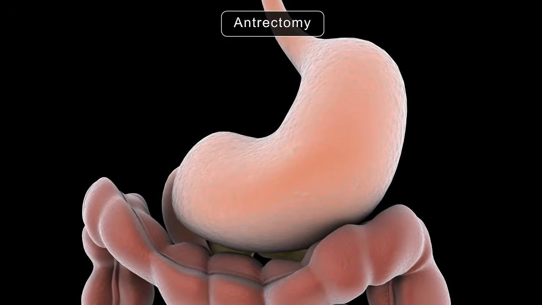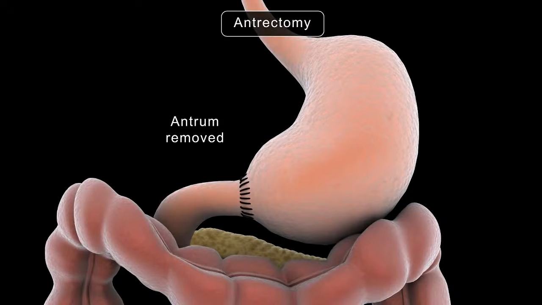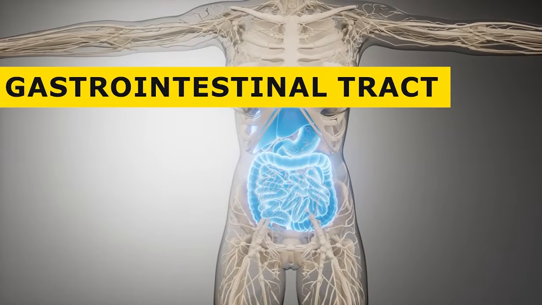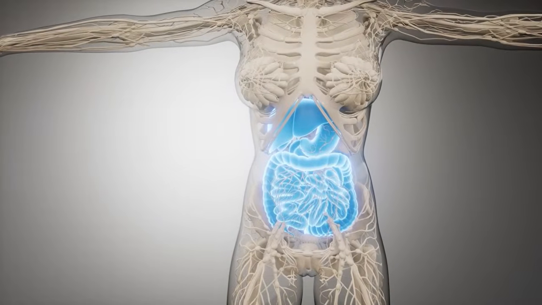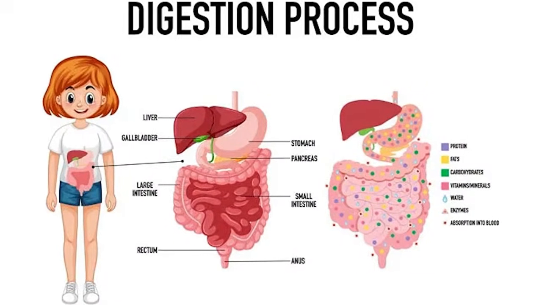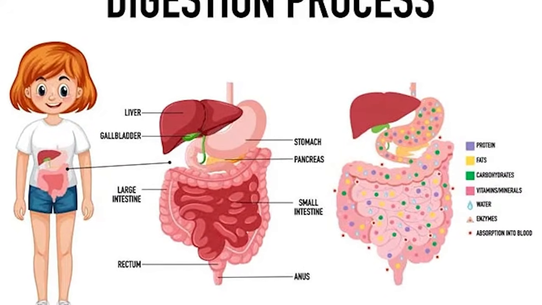Muscularis externa. The muscularis externa of the stomach is unique because it contains three layers of smooth muscle rather than the typical two found in most parts of the gastrointestinal tract. These layers are the inner oblique, middle circular, and outer longitudinal layers. Together, they allow for powerful churning and mixing movements, enhancing the mechanical digestion of food.